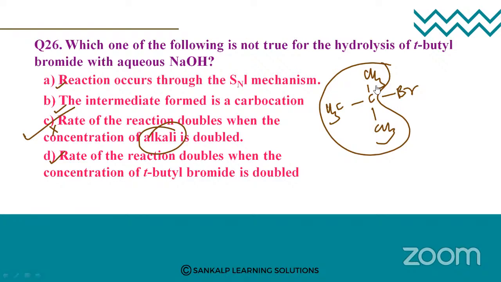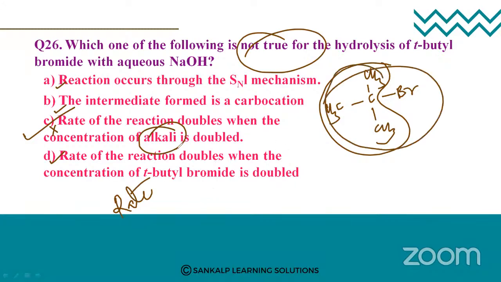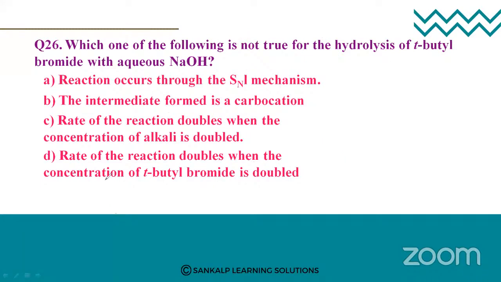C is the correct answer because they have asked which is not true. The rate of an SN1 reaction depends upon the concentration of the substrate and not on the nucleophile. If you double the concentration of the substrate, the rate of the reaction will also double. If you increase the concentration of alkali, this will not impact the rate of the reaction because it does not depend on the alkali. It depends only upon the concentration of substrate. So this is a wrong statement, and C will be the answer.